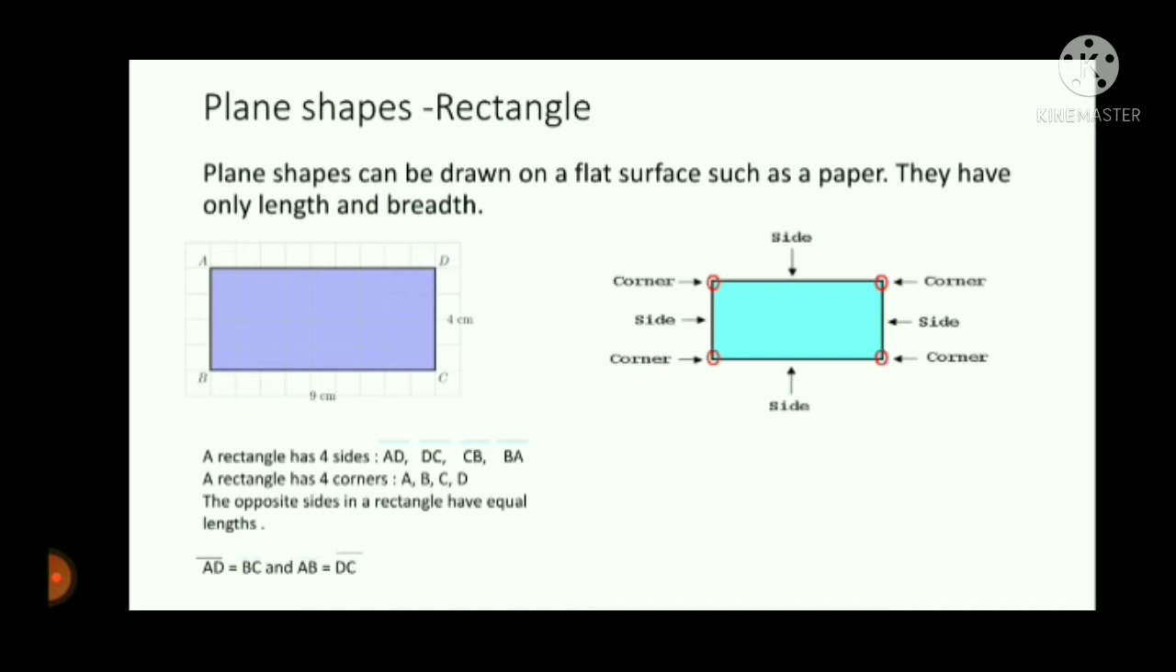The first plane shape is a rectangle. A rectangle has 4 sides, it has 4 corners, and the opposite sides in the rectangle have equal lengths. So here we have drawn a rectangle ADCB. The sides are AD, DC, CB and BA.